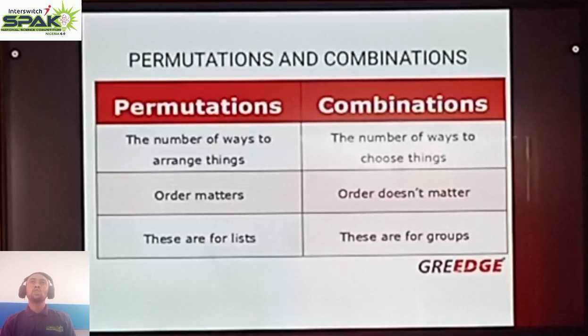And also in permutation, order matters. The order, we can have AB, we can have BA. It's not the same order, so it matters. But in combination order does not matter. If you have AB, you can't repeat again. So AB and BA, they are the same. So you can't repeat combination. So that is what it's talking about. Another one is that these are for list. In permutation, you list. While combination is for group. You group them by bringing them together. So that is that.